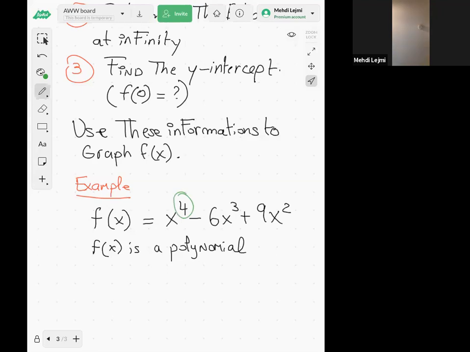And what's the leading coefficient? Well, it's times 1 here. So the leading coefficient is 1, right? So anyway, this f of x is a polynomial of degree 4, with degree 4 and leading coefficient 1.